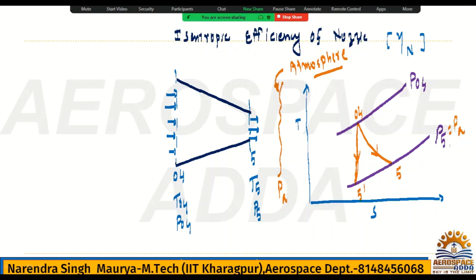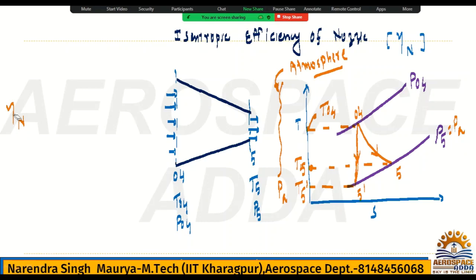Sometimes the pressure at 0.5 is equal to atmospheric pressure. Sometimes it happens also. Okay, now what is the isentropic efficiency of the nozzle? Eta n. Okay, now check the temperature. This temperature at this point is nothing but T naught 4. This will be T5 dash. And the temperature at this point, see here, is nothing but only T5.